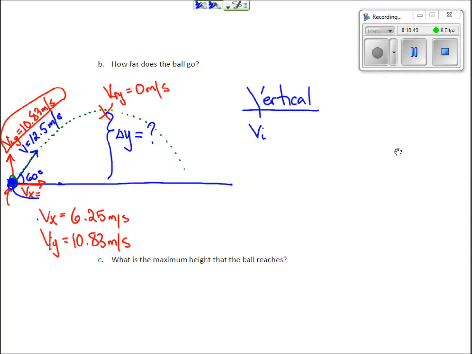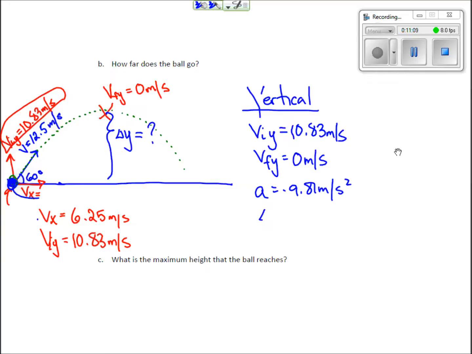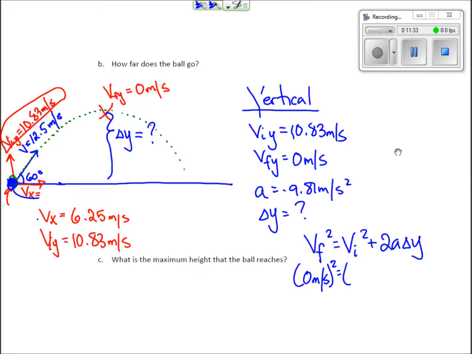In the vertical direction, we have an initial velocity in the y direction, that's 10.83 meters per second. We have a final velocity in the y direction, that is 0 meters per second. We have an acceleration of negative 9.81 meters per second squared. And we are looking for the vertical displacement. So the vertical displacement from start to the very peak, where the velocity is 0 meters per second, is going to be the same thing as our maximum height. All right? So we can use this equation to solve for the vertical displacement. Okay, and we'll go ahead and solve for it.